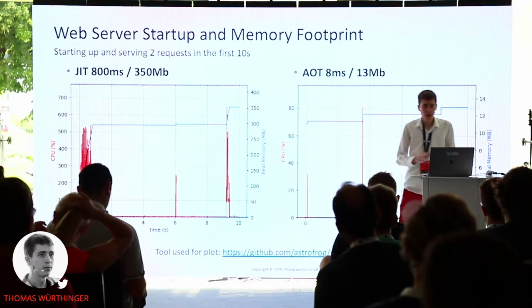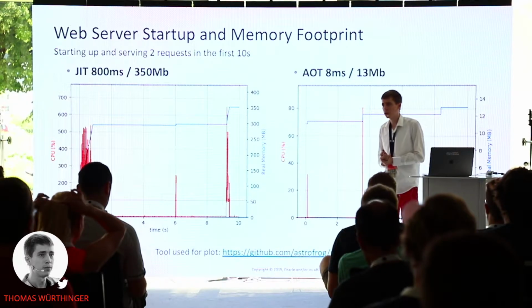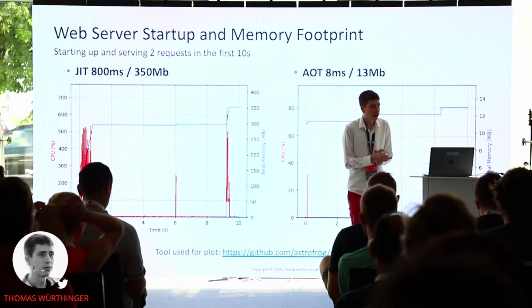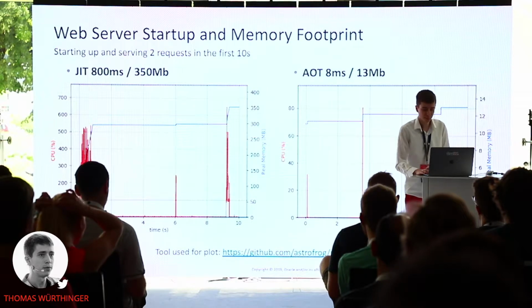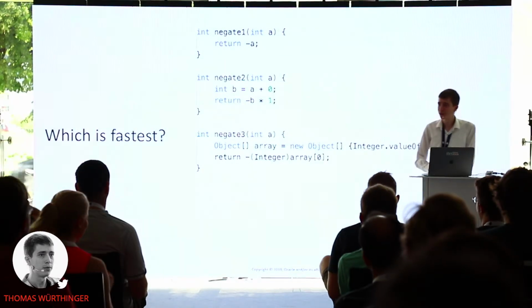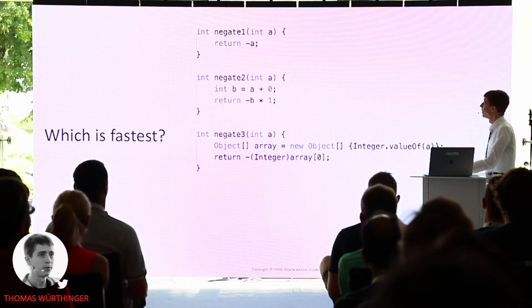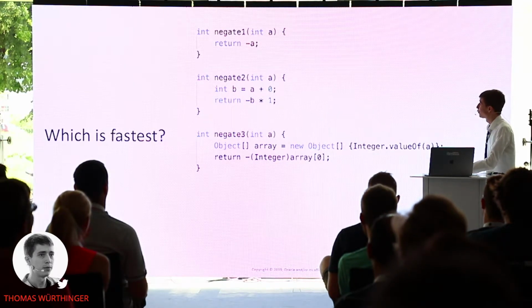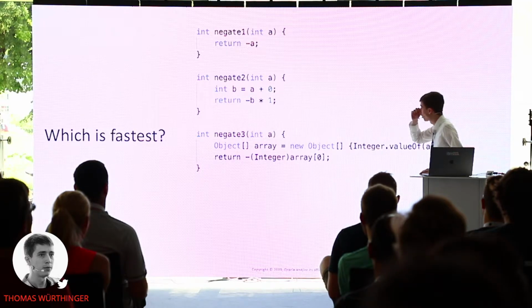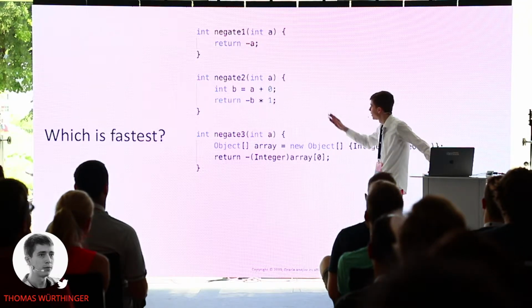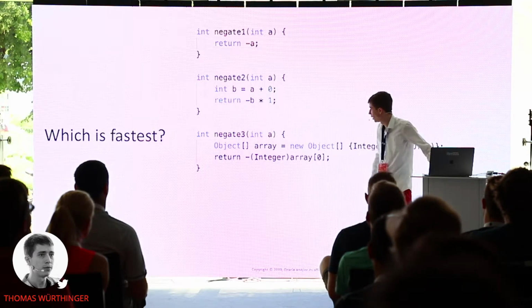So that was on startup time and memory footprint. Let's talk about peak performance. And for this, I have a little quiz first. I have here 3 Java programs to negate a number. The first one on top is negate1. The second one is negate2. The third is negate3.